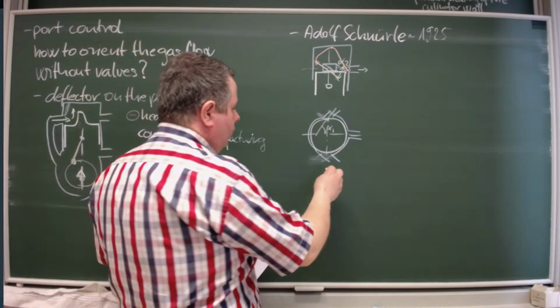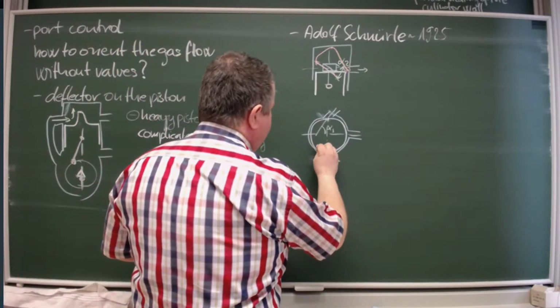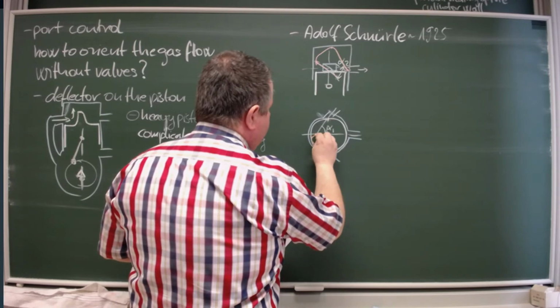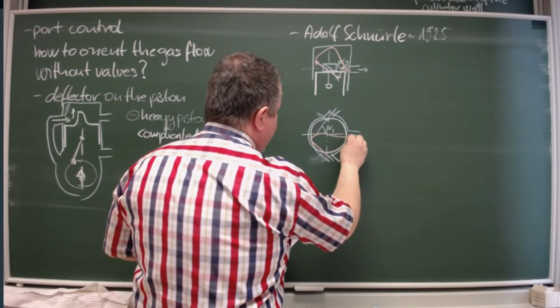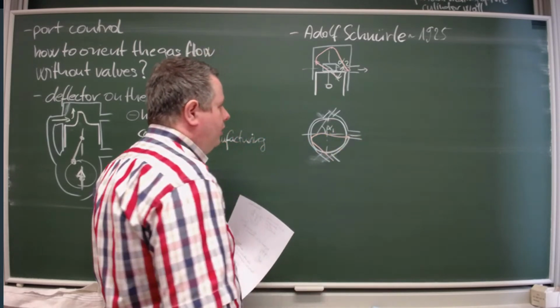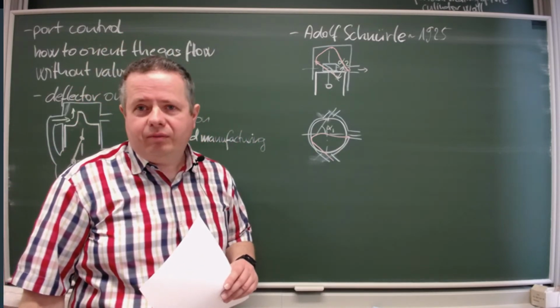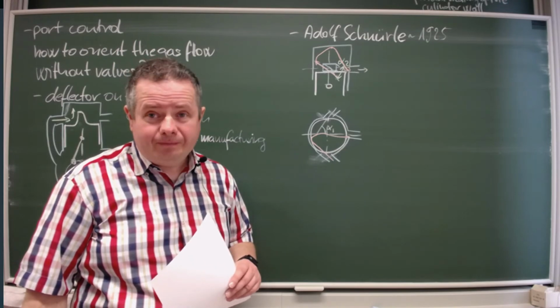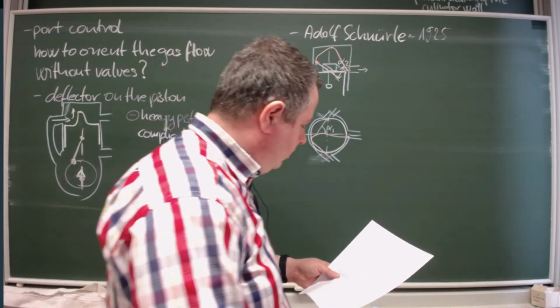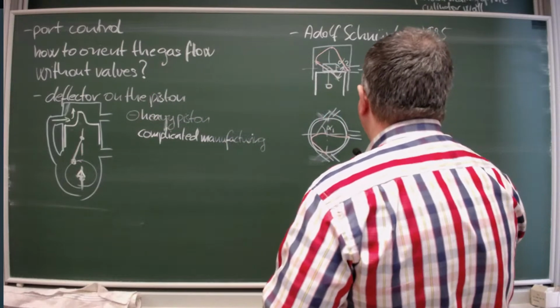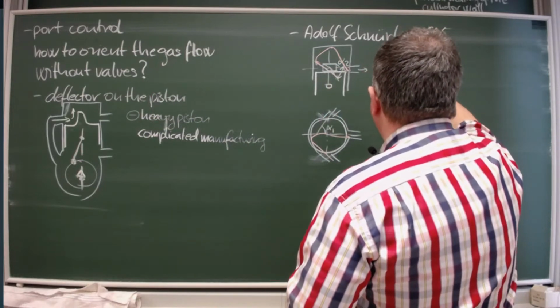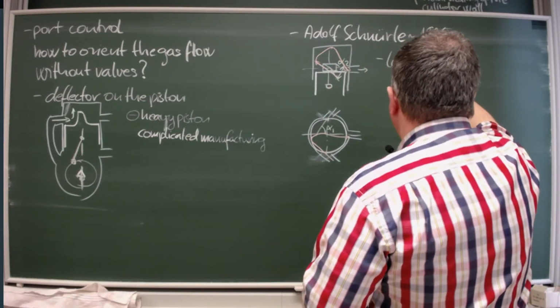If you want to draw it here, you get this thing, and then you get this thing in the plan. And what the flow makes, it looks like a loop. So this is what is called loop scavenging.